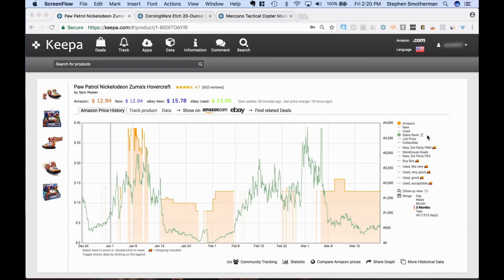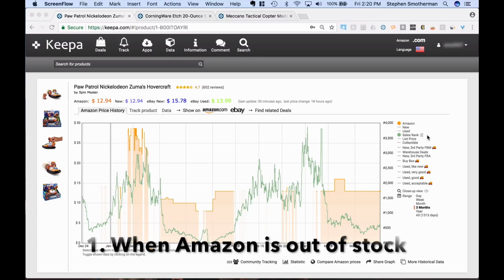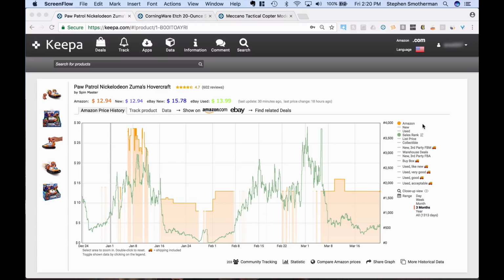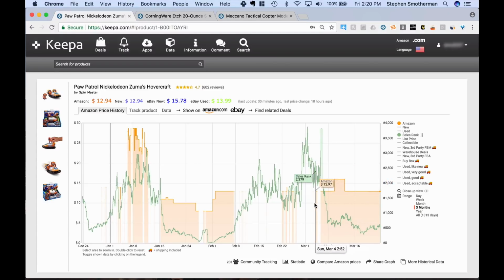Well, the number one way you can compete against Amazon is when Amazon is out of stock. Now that seems obvious, but how can we know for sure that Amazon's going to go out of stock in the future? Keepa does a very interesting thing, and I'm going to hover the cursor over the graph, and it's going to show you a lot of information. When we're looking at this graph, you can see that there is a shaded area and then there is a white area. The shaded area means Amazon is in stock. The white area means that Amazon is out of stock.